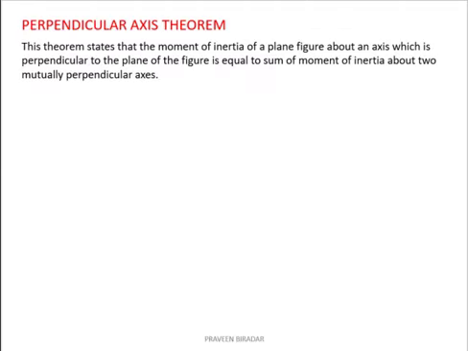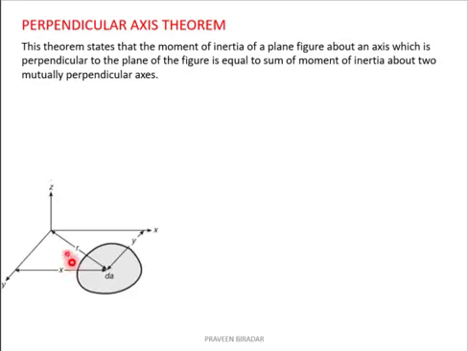Next we have the perpendicular axis theorem. This theorem states that the moment of inertia of a plane figure about an axis which is perpendicular to the plane of the figure is equal to the sum of the moments of inertia about two mutually perpendicular axes. This is the figure. So this is the area. This is the Z axis, Y, x-axis, radial distance R. This is X and this is Y.